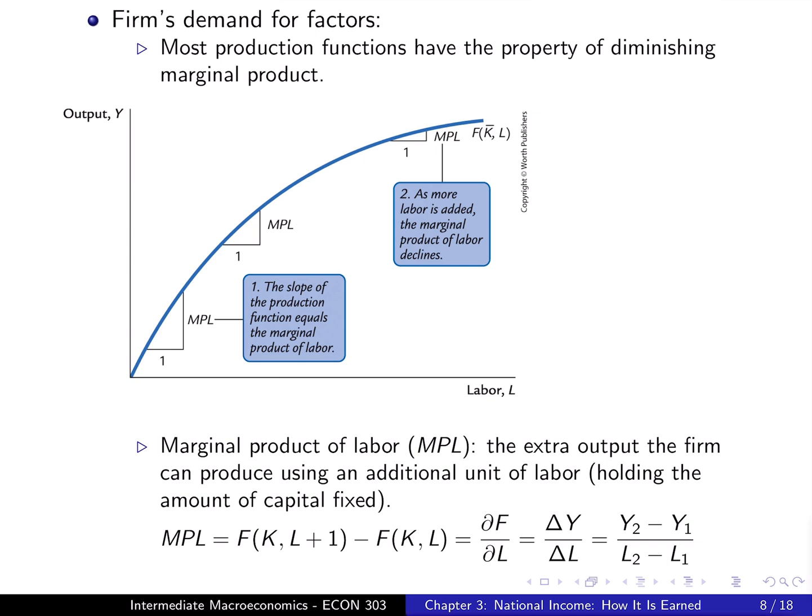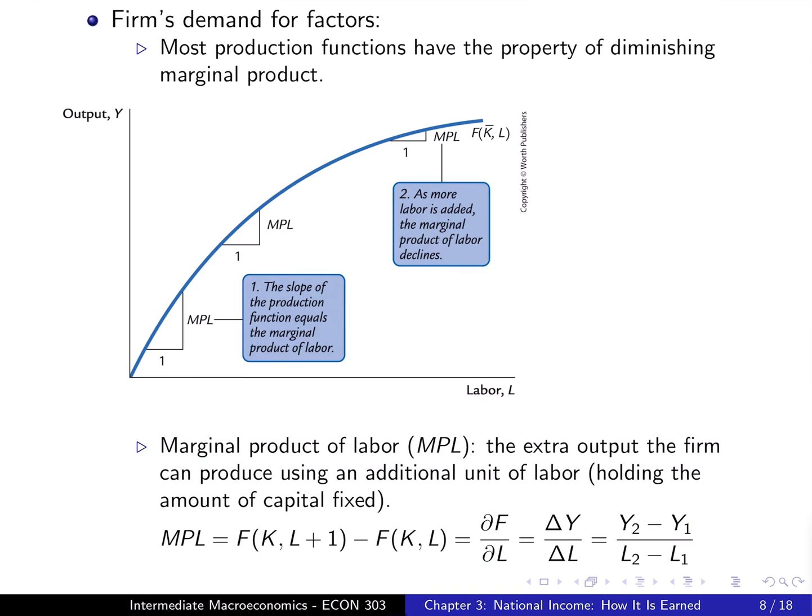Marginal product of labor is the additional output produced by one more unit of labor, holding capital constant. MPL equals F of K and L plus 1 minus F of K and L. In calculus form, this becomes MPL equals dF over dL. This is the partial derivative of output with respect to labor, holding capital constant.